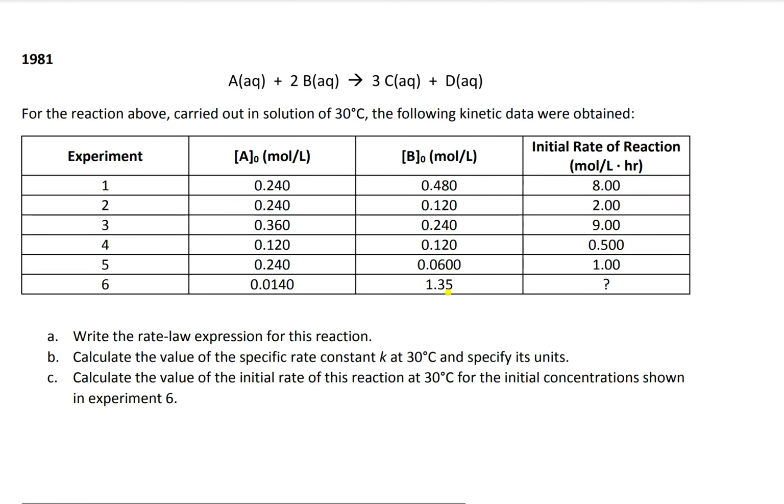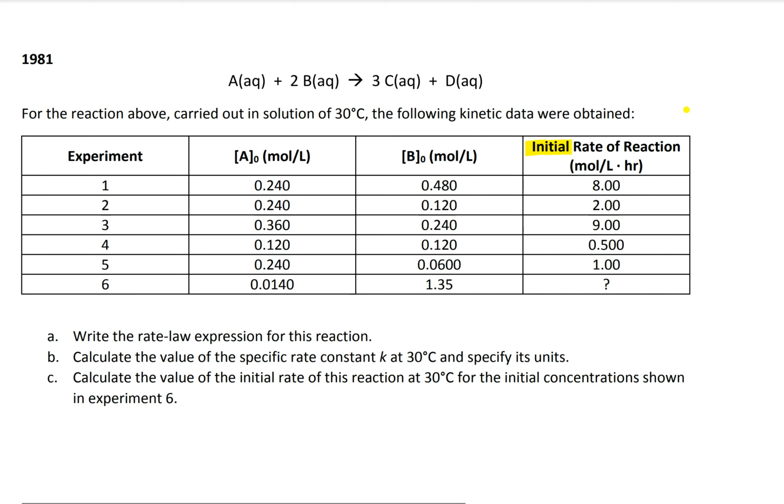Okay, in this example, we're given experimental data, and we have A reacting with B, and we're yielding C and D, and we are measuring the initial rate of reaction. And that word initial is just letting us know that we're mixing the reactants together, and as soon as they are mixed together, the reaction is going to happen, and we're measuring the rate of reaction right after the mixing.